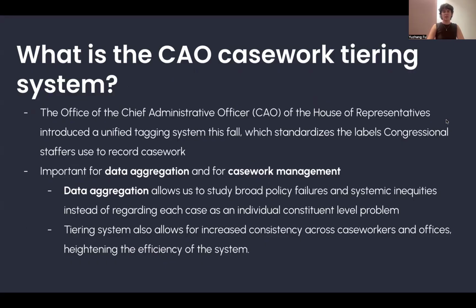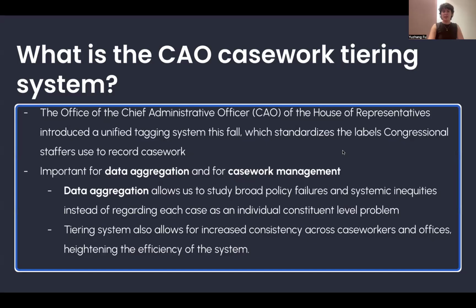One is data aggregation, which we as data scientists are really interested in, understanding policy failures as broad issues that are systemic rather than individual problems with a specific program. Having a unified tagging system allows us to understand that much more clearly. And then the secondary service that this tagging system provides, which is more in line with our project, is that it increases the efficiency of the system by rendering the tiering system more consistent across caseworkers and offices. So people are more able to communicate across different branches of government with each other.